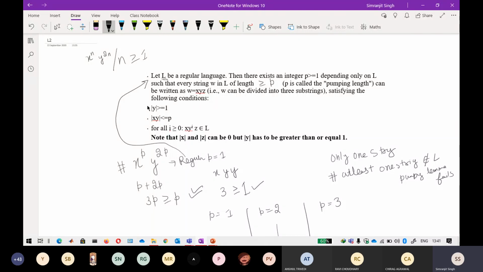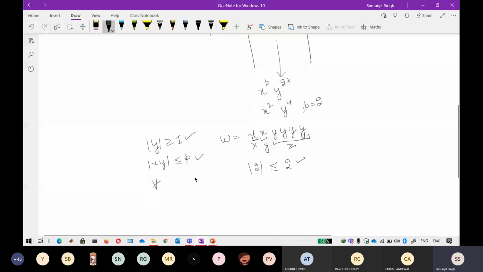If it does not follow the following conditions, I will say that the pumping lemma fails. So this is a kind of proof by contradiction. By failing the test we can get the result. Now if you pump it for all i greater than or equal to 0, x y raised to power i z should all belong to the language. If it does not belong to the language, then by contradiction I can directly say that this is not a regular language.